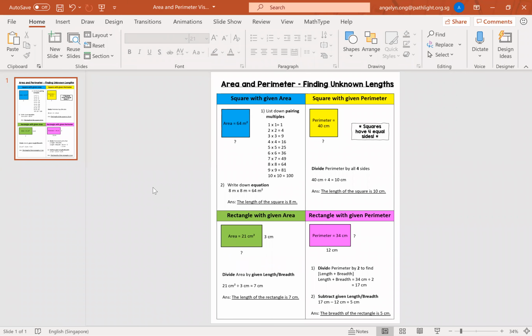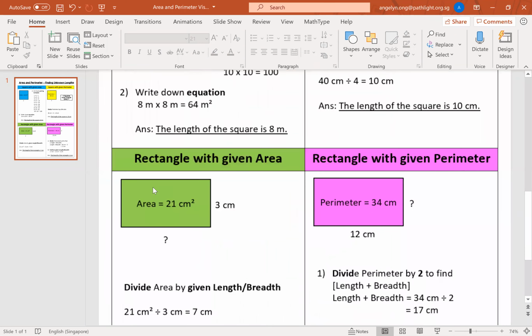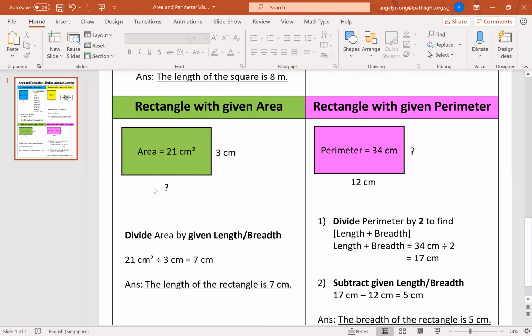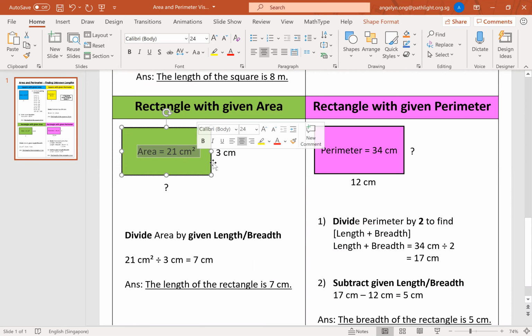Let's take a look at our area and perimeter visual. Today we will look at the green portion first. This part talks about finding an unknown side of a rectangle with a given area. So for this green rectangle, the area is given as 21 square centimeters.